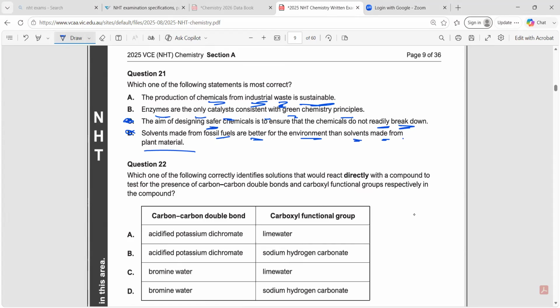Enzymes are the only catalysts consistent with the green chemistry principles? No. Enzymes are biological catalysts, so if this is catalysts, enzymes are a small subset of that. You still have metal catalysts that can be consistent with green chemistry principles. But then I also thought the production of chemicals from industrial waste is sustainable. Yes, what we're doing is producing chemicals from the waste itself, and that is sustainable. It's like, for example, producing biodiesel from restaurant oil. So that is sustainable. Sorry, I misread that.